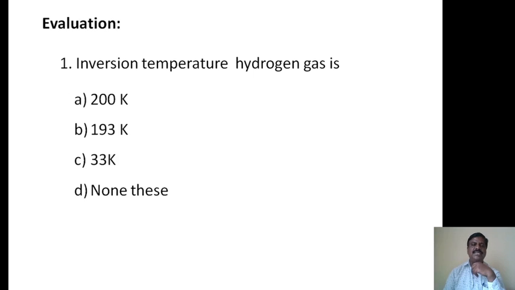The B option is the right option for this question, because hydrogen gas has an inversion temperature of 193 Kelvin, and 33 is for helium. Therefore 193 Kelvin is the right answer for this question.